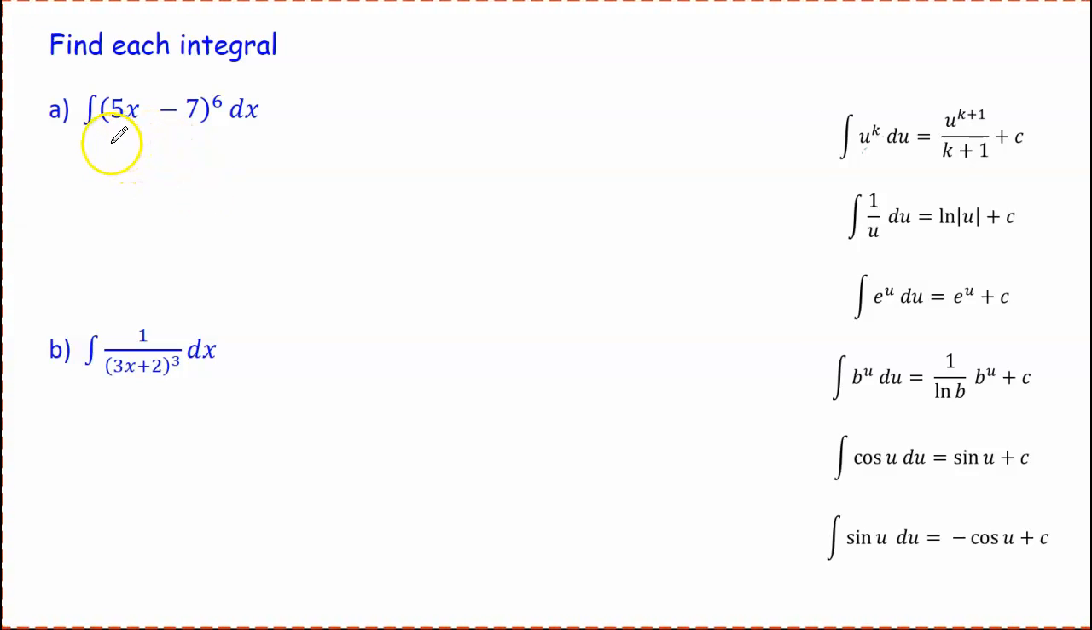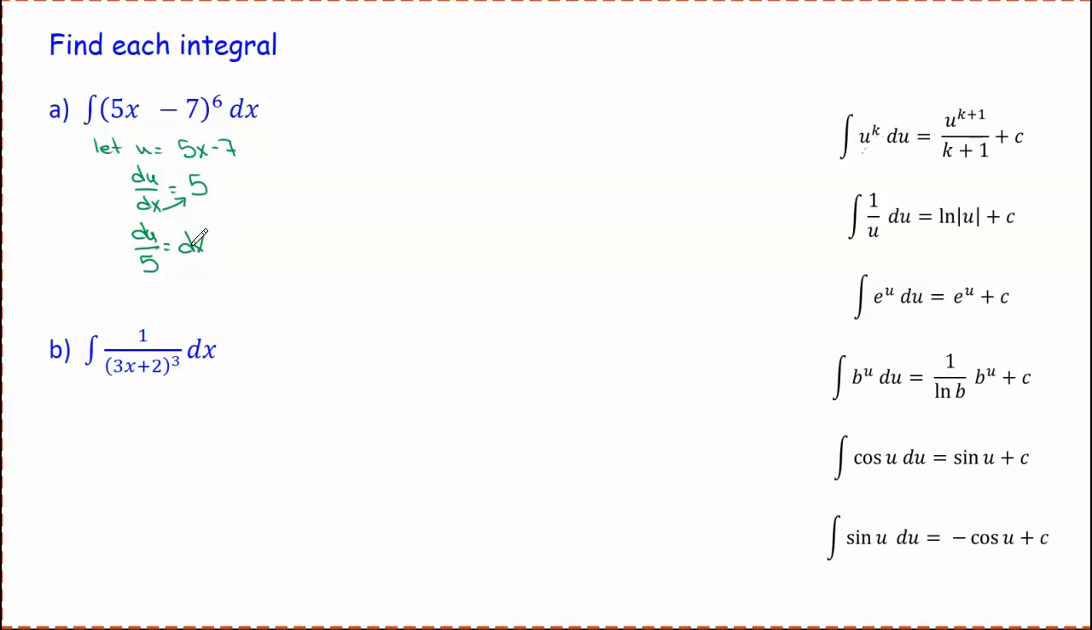So what I'm going to do is let u equal the polynomial, which is 5x minus 7. Now I need to take the derivative of the polynomial. So the derivative of 5x is 5. The derivative of negative 7 is 0. I will now solve this for dx. So I'm going to multiply dx over to the right-hand side, but then I'm going to divide by 5, and I now have du over 5 equal to dx.